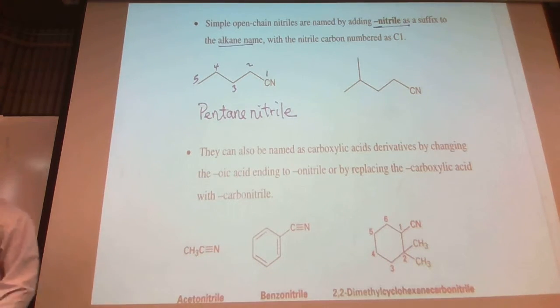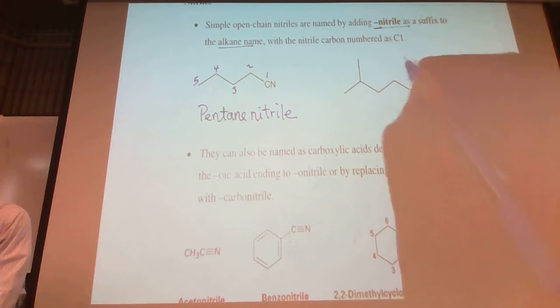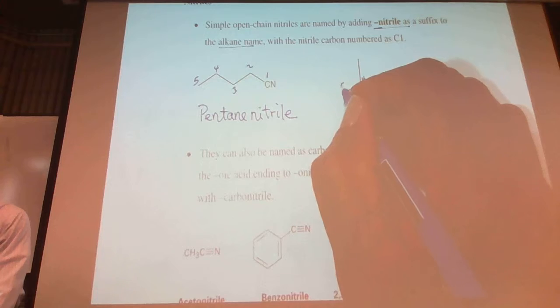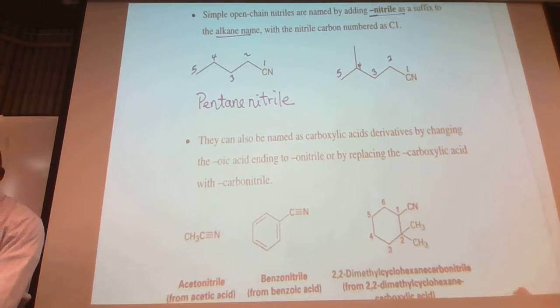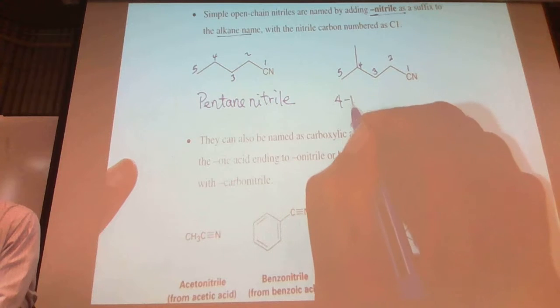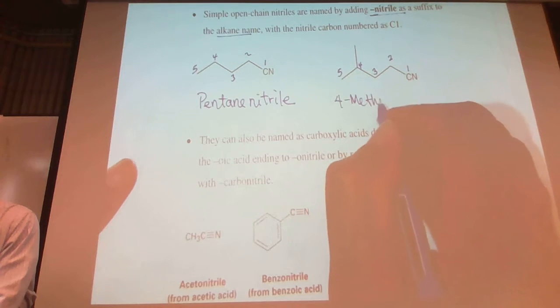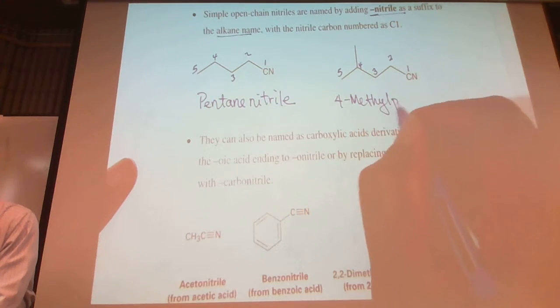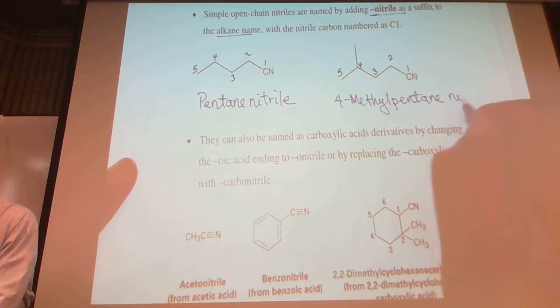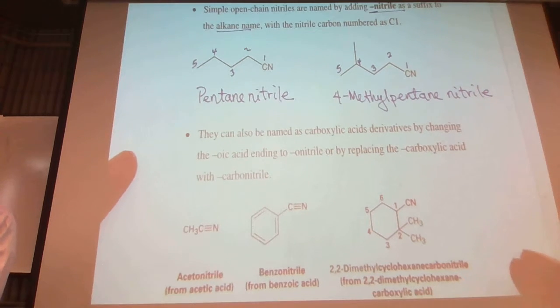Okay, what about this? 1, 2, 3, 4, 5. A methyl group at position number 4, so 4-methylpentanenitrile.